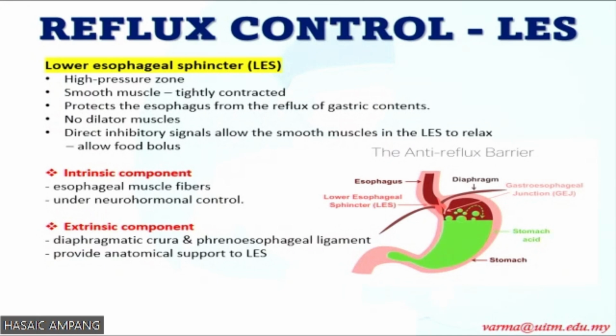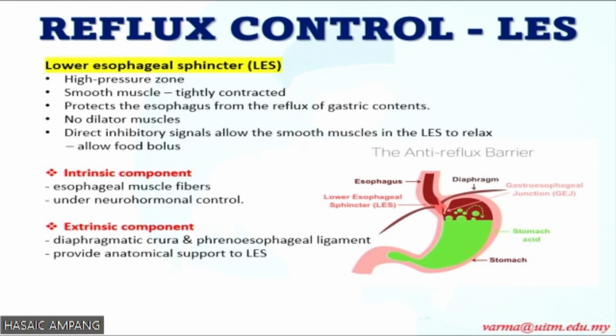So it protects the esophagus from reflux of gastric content. It has no dilator muscles. I mentioned it only has muscles to constrict. Direct inhibitory signals allow the smooth muscle in the LES to relax, allowing the food bolus through. It's a direct inhibitory signal to stop the muscle from contracting. There is no stimulus to dilate. Usually we have a signal to contract and a signal to dilate, like sympathetic versus parasympathetic. Here, no. Its work is always to be contracted. When the signal to contract is not there, it dilates. But there is no signal to dilate. That's the difference.